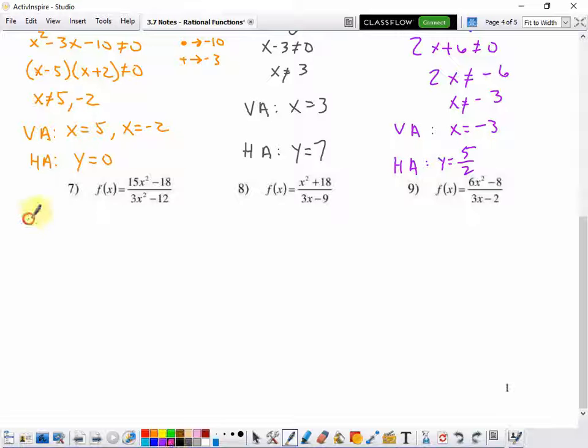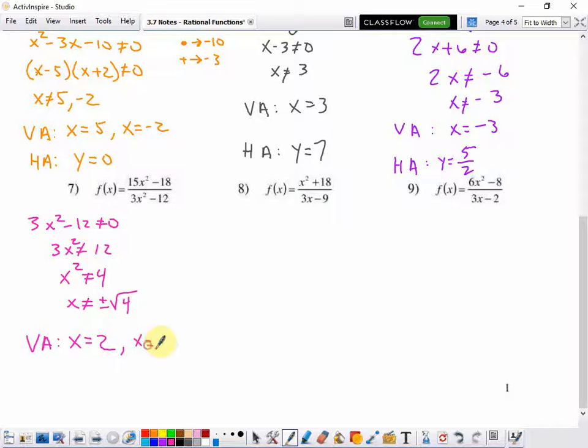Number 7. 3x squared minus 12 cannot equal 0. So 3x squared cannot equal 12. Divide by 3, x squared cannot equal 4. And then take the square root, and there's going to be a plus or minus. x cannot equal plus or minus the square root of 4. So for my vertical asymptotes, I have 2 of them. One at x equals the positive square root of 4, which is 2, and one at x equals the opposite of the square root of 4, which is x equals negative 2.